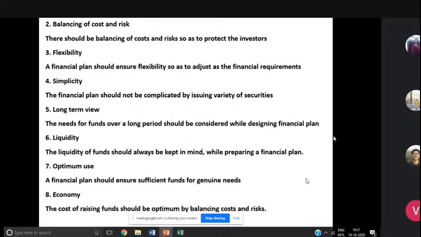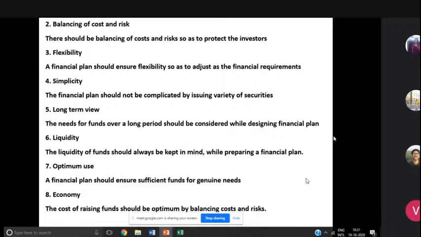Liquidity of funds should always be kept in mind while preparing a financial plan. We have already seen this. If you do not have liquidity, you won't be able to run any business. You have to pay the salary to the employees on time. You cannot tell the employees there is no liquidity for the business.